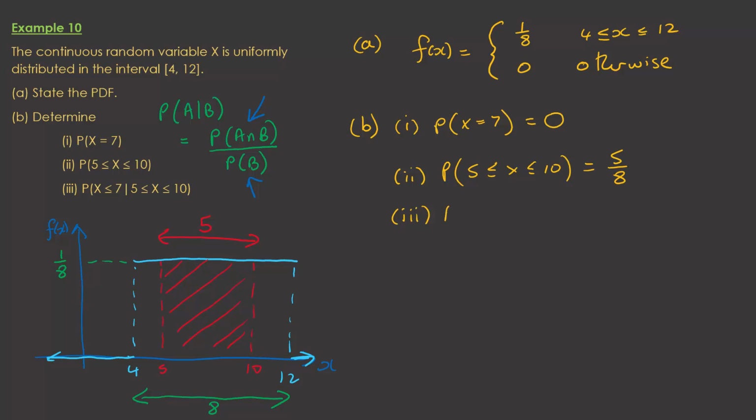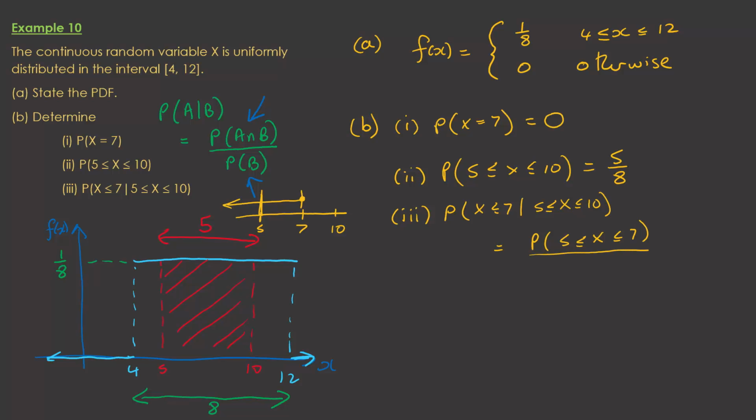So the probability that x is less than or equal to 7, given that x is between 5 and 10. So let's just make this really clear. Less than or equal to 7. Between 5 and 10. Both conditions means between 5 and 7. So that's going to be the probability that x is between 5 and 7 divided by the probability that x is between 5 and 10.